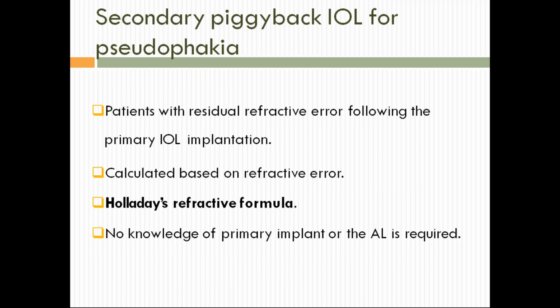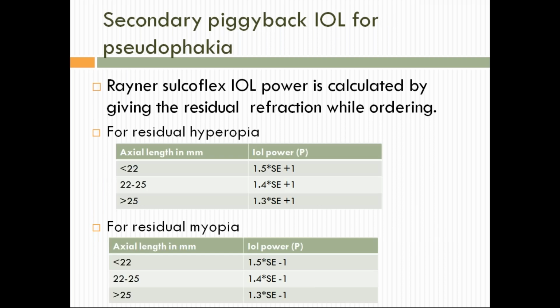Secondary piggyback IOL for pseudophakia. Patients with residual refractive error following the primary IOL implantation are greatly benefited by the secondary piggyback IOL. It is calculated based on the refractive error, and Holladay's refractive formula is used. No knowledge of the primary implant or the axial length is required. Rayner's Sulcoflex IOL power is calculated by giving the residual refraction while ordering.